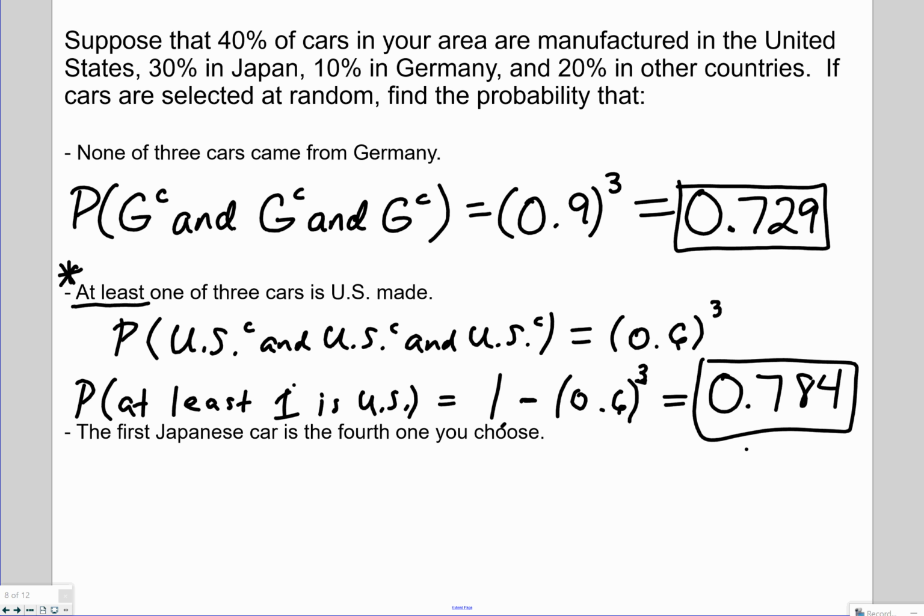The first Japanese car that you see, oh, not Japanese, not Japanese, not Japanese, oh, Japanese! Is the fourth one. So I did not Japanese, not Japanese, and not Japanese, and then it was finally a Japanese car. So this one's going to be a J with a little C.